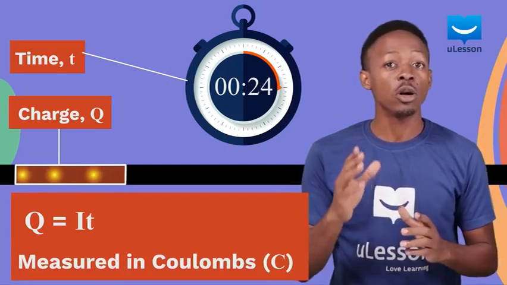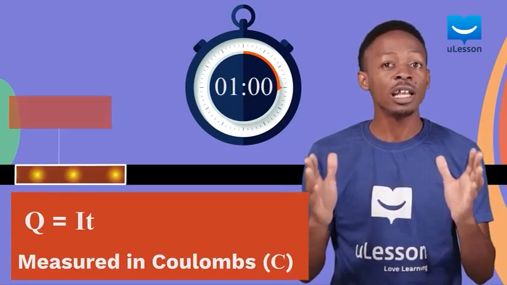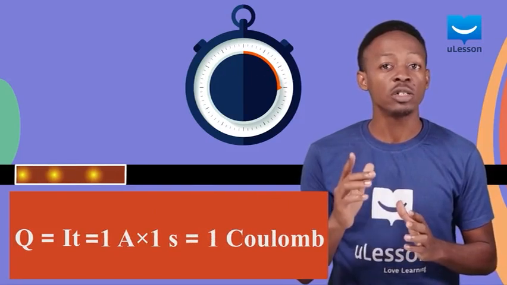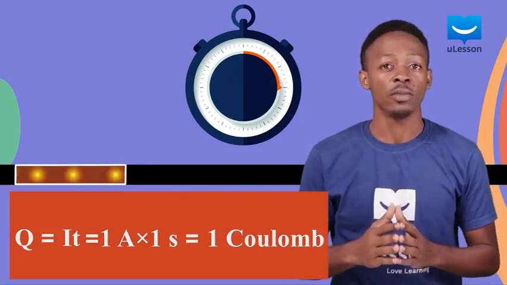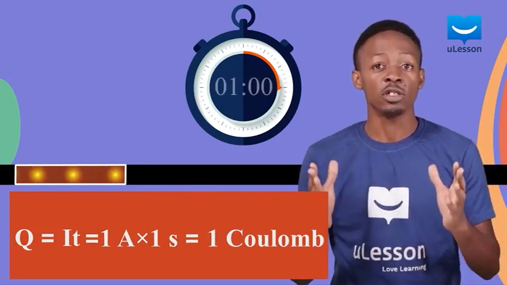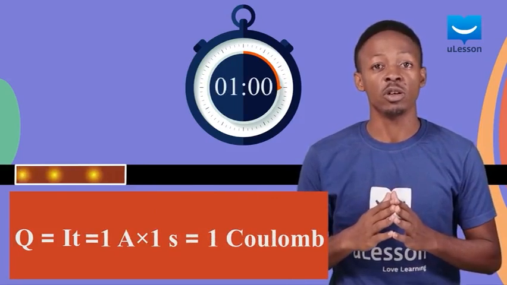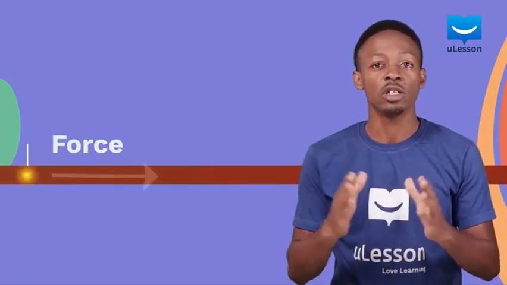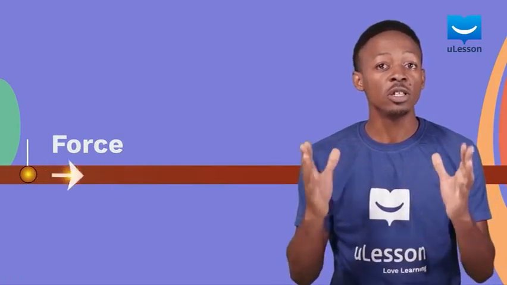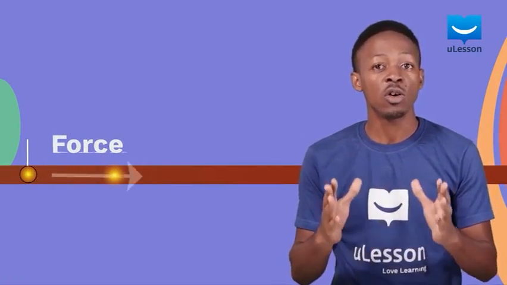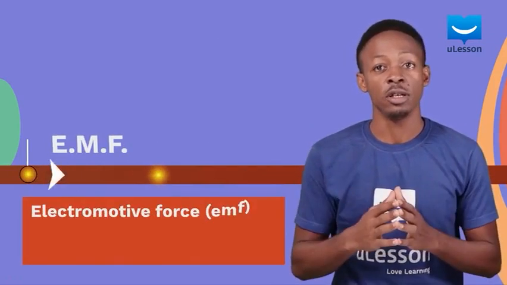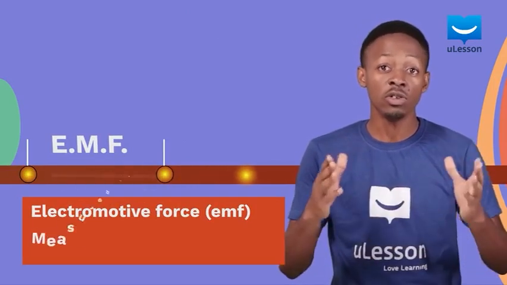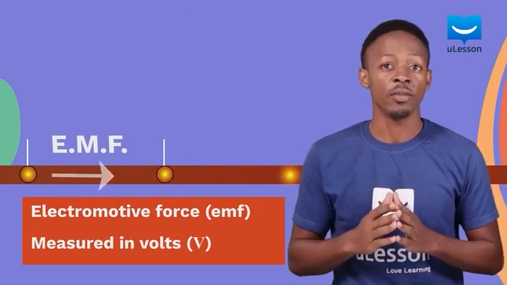One coulomb is the quantity of charge which passes any point in a circuit when 1 ampere of current passes through in 1 second. Now we know that force is what we need to do some work, right? Force in an electric circuit is the energy applied to the charge. And the force that moves these charges through the circuit is called electromotive force. Now this has the same value as potential difference and is also measured in volts, V.